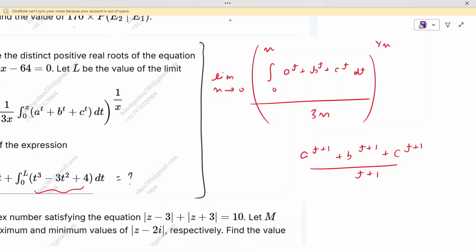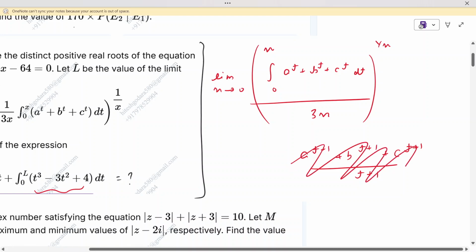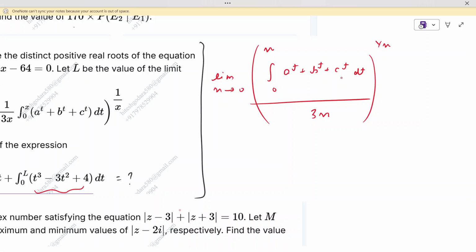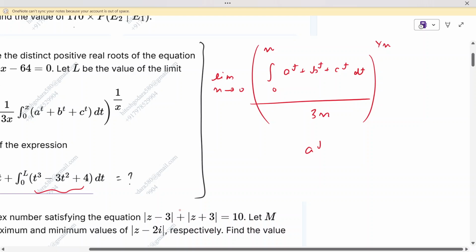Oh, one second. Oh yeah, got it. It is a^t dt. So the variable is t, and the integral of a^t is a^t upon ln a, and b^t by ln b, and plus c^t by ln c. You can just integrate, right?